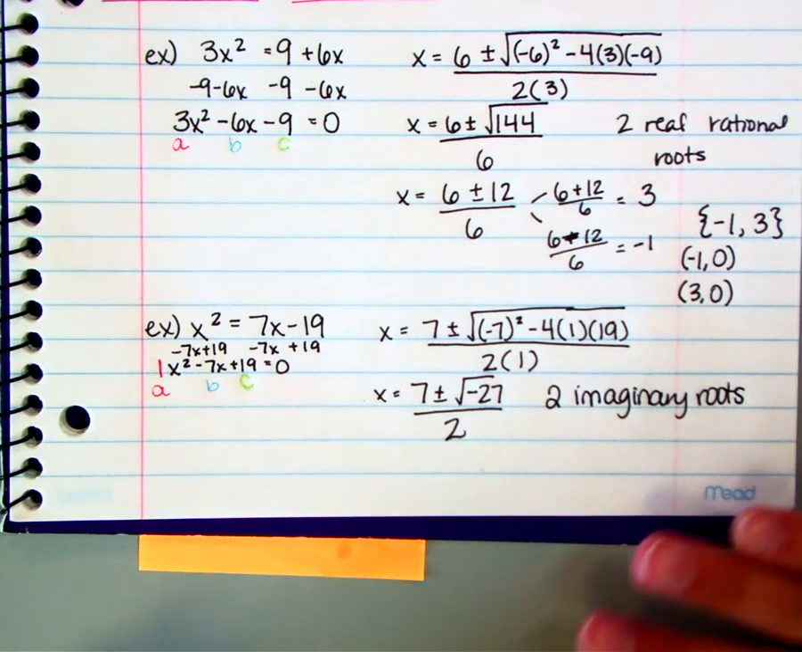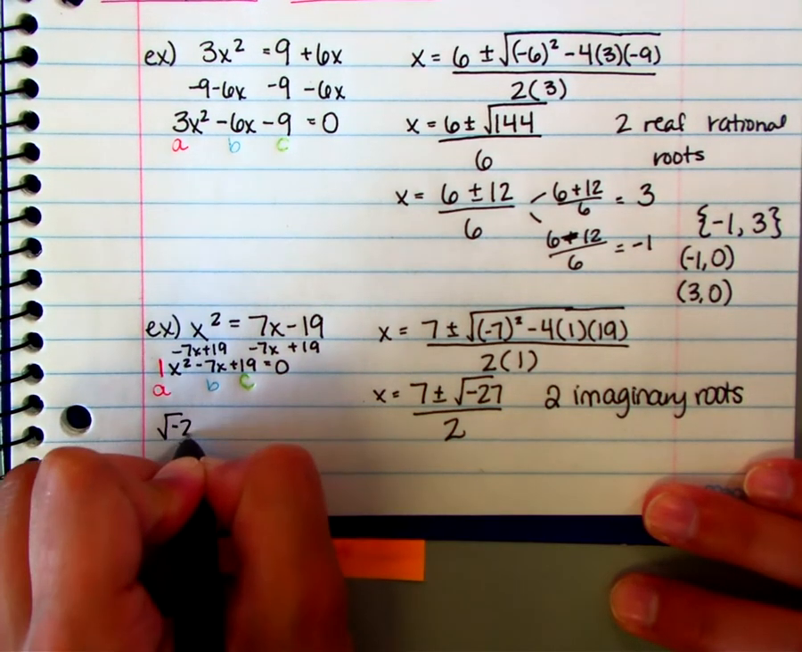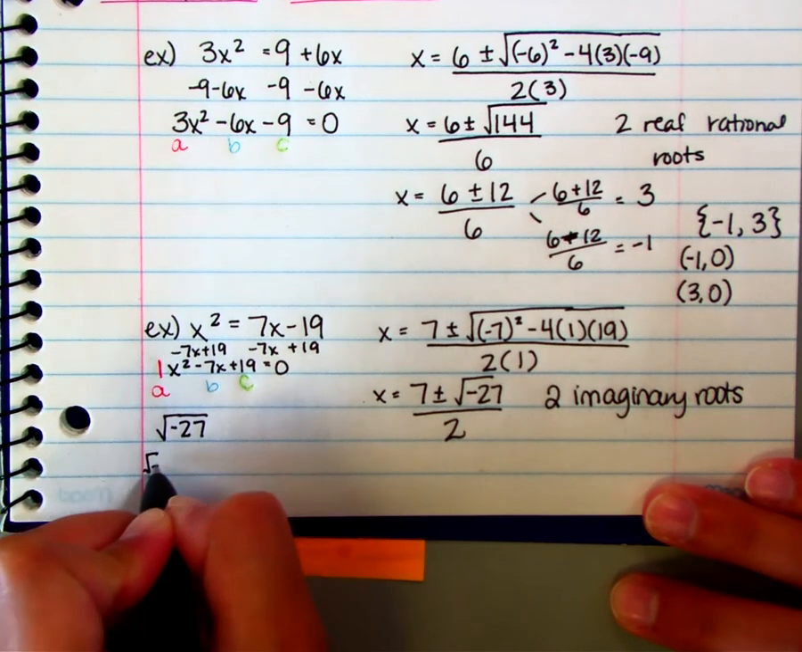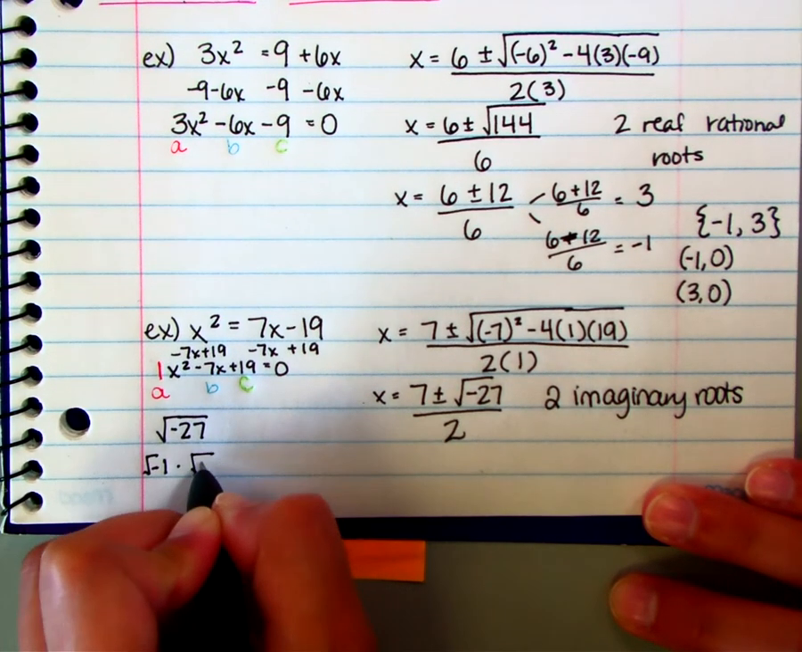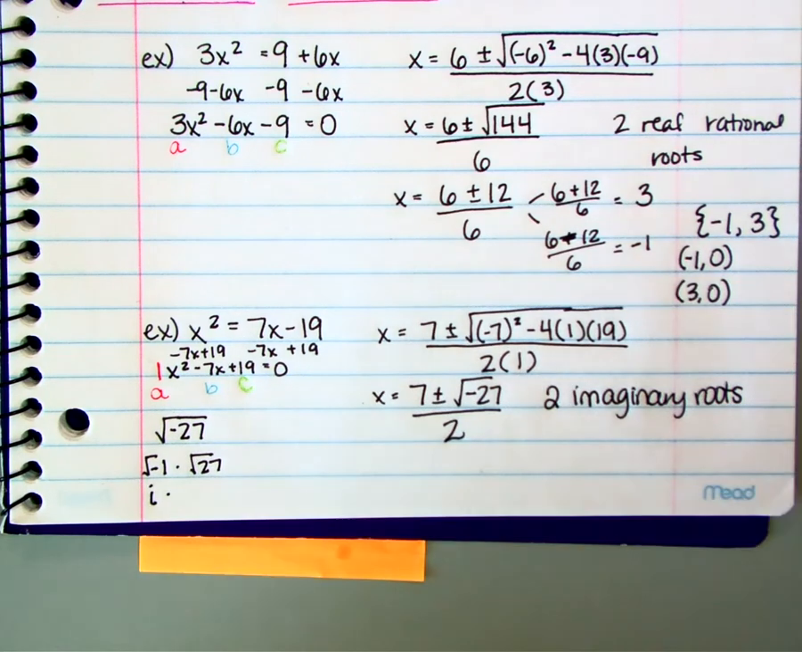And then we're just going to simplify. So over off to the side, I'm going to simplify this negative 27. First things first, I'll take care of that negative. So square root of negative 1 times the square root of 27. Then I'll have i times the square root of 27.